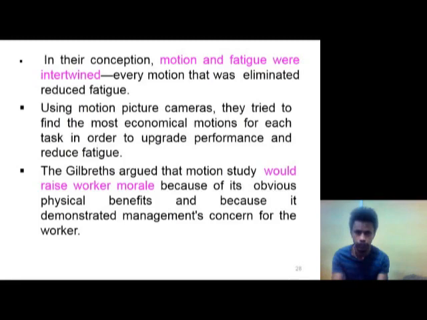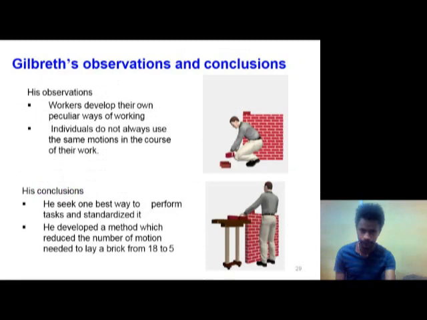And of course, it would raise the workers' morale because of the obvious physical benefit and because it demonstrates management concern for the work. So this shows management's concern for the worker. That's why the Gilbreths' perspective or techniques were very essential.